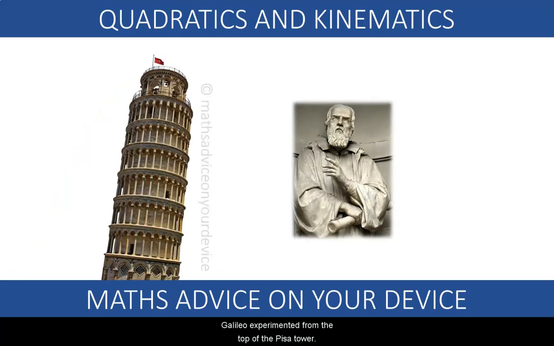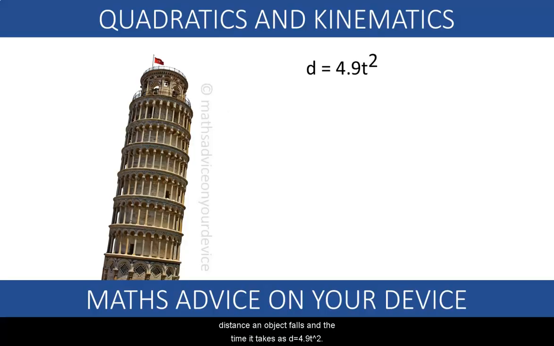Galileo experimented from the top of the Pisa Tower in Italy. He figured out the relationship between the distance an object falls and the time it takes, as d equals 4.9 times t squared. The Pisa Tower is 55.86 meters tall. So, how long will it take for an object to reach the ground?